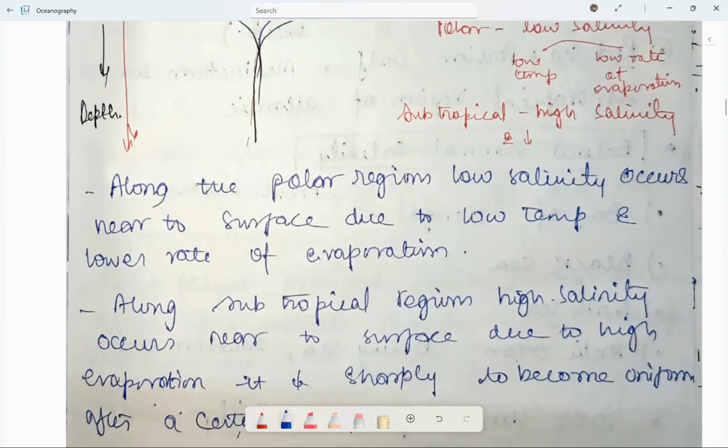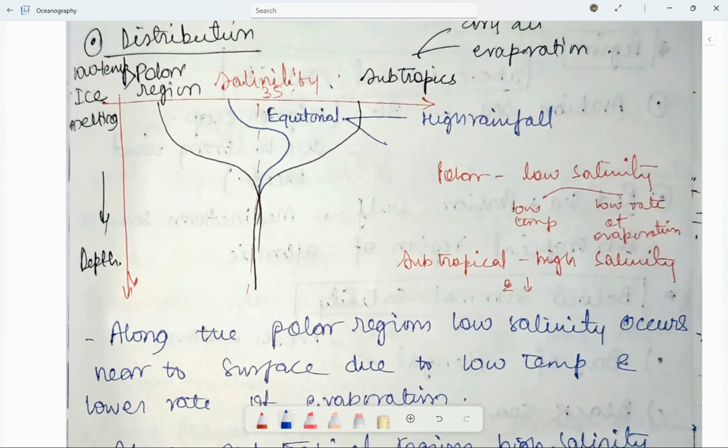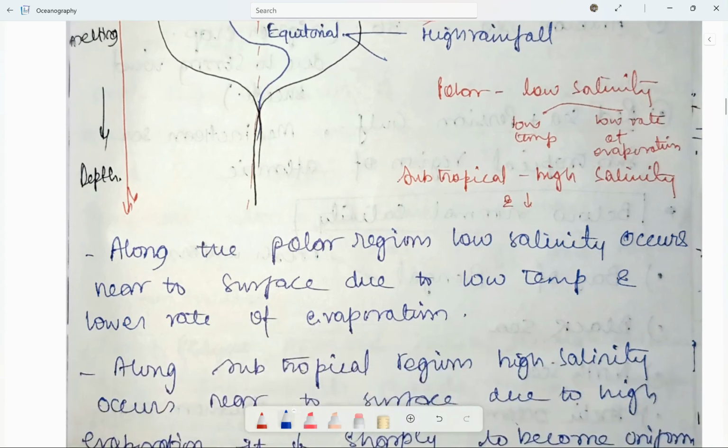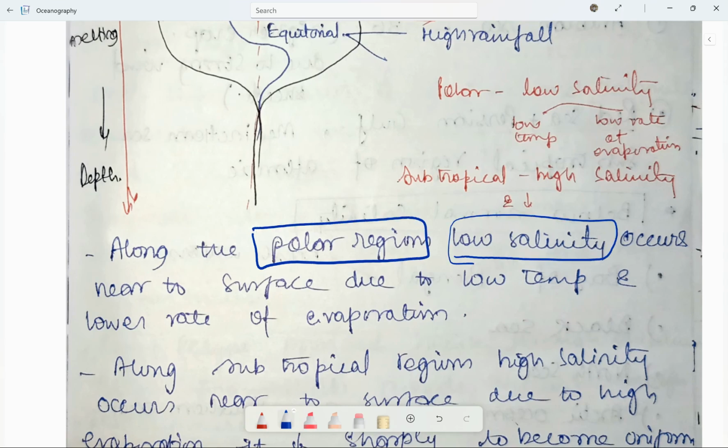Now, let's understand how the salinity is distributed amongst the oceanic water. First is the polar region. In the polar region, it is very low saline. Low salinity occurs near the surface because there is low temperature and a lower rate of evaporation. The polar region being cold leads to lower temperature and lower rate of evaporation, leading to a decrease in salinity. So in polar regions the salinity remains very low.